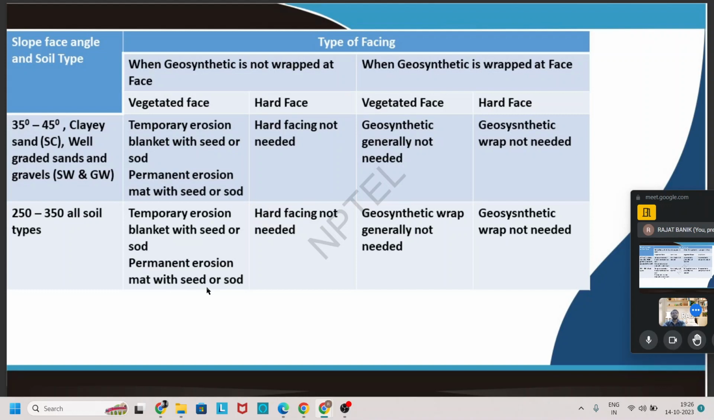So these are the classification or types of different facing depending on the slope angle and soil type. Also depending on the vegetative phase or not, or hard phase or not, and also whether the geosynthetic material is wrapped or not.